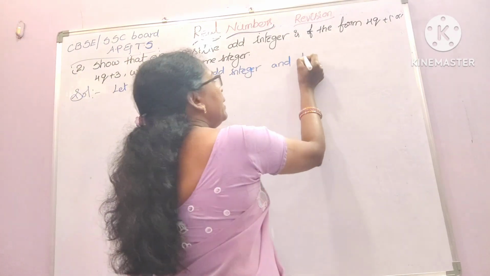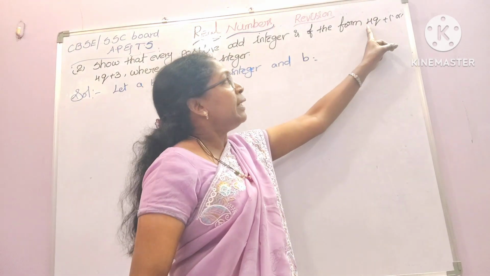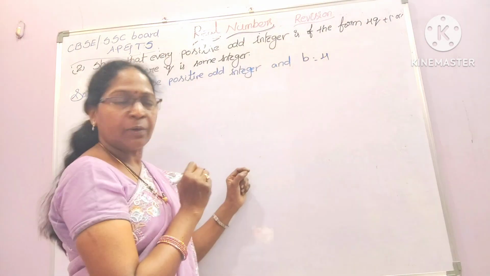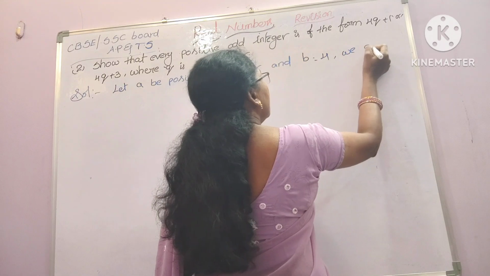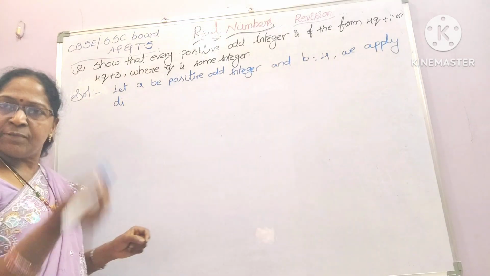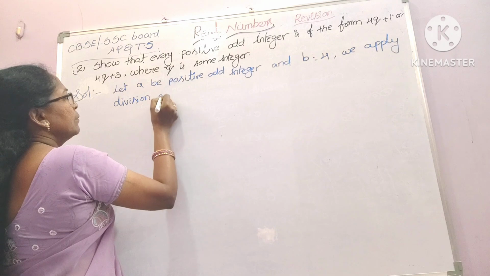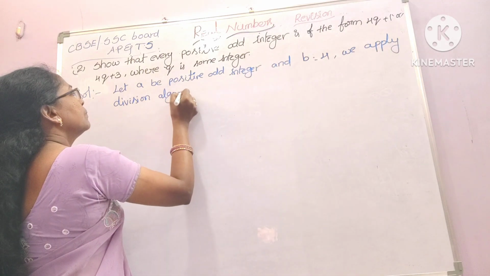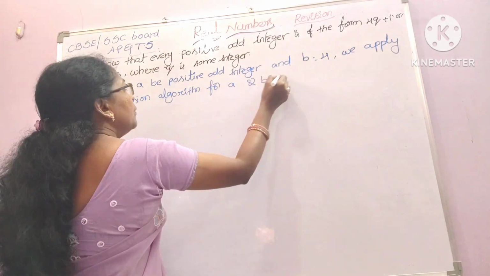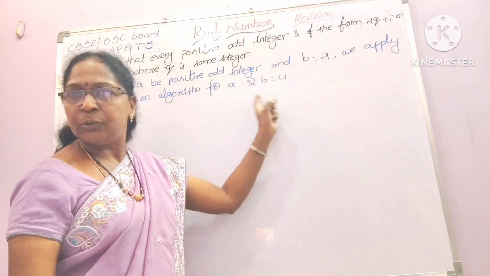And B value, B equal to how much? Here 4q plus R, that means BQ plus R. In place of B, whatever number is given, you have to assume that as the B value, and B is equal to 4. Now we apply the division algorithm or Euclid's division algorithm, anyone you can write. So the division algorithm for A and B equal to 4. You have to apply the division algorithm for those two values.